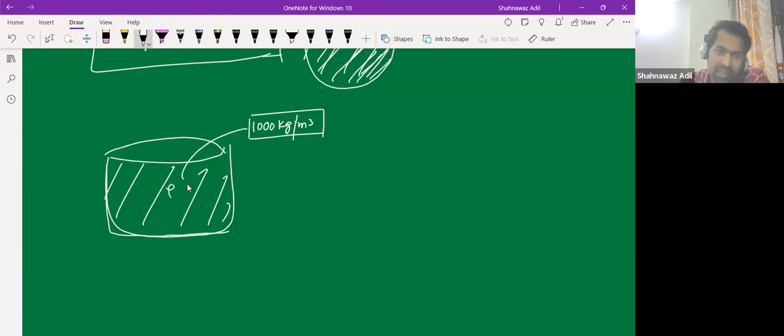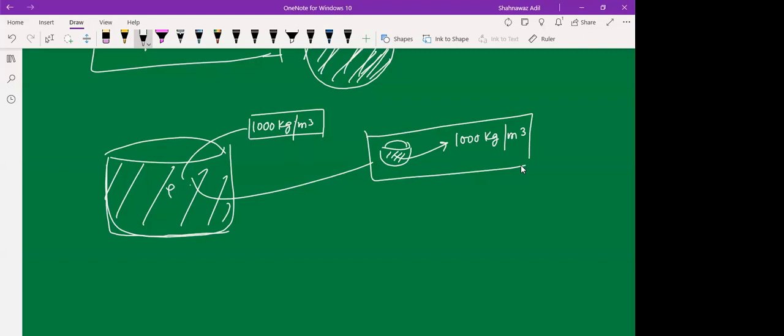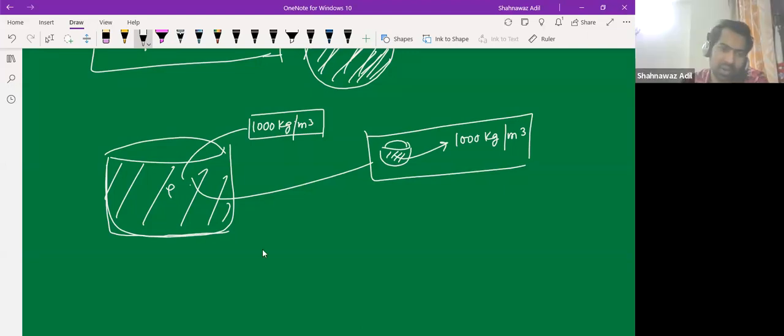Yes, sir. And let's say you take 1 cup of water from here. Then what would be the density of this water? It would be again 1,000 kg per m3, right? So the density of water will not change, right? Is that clear? Yeah, so that is why we call that uniform density, right?